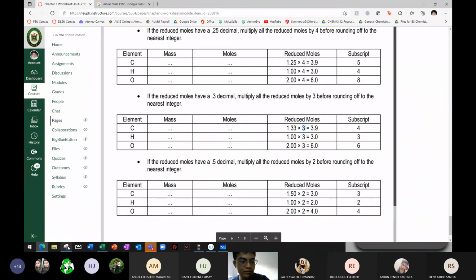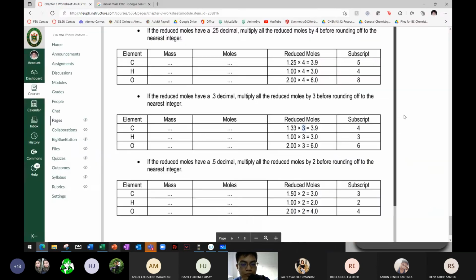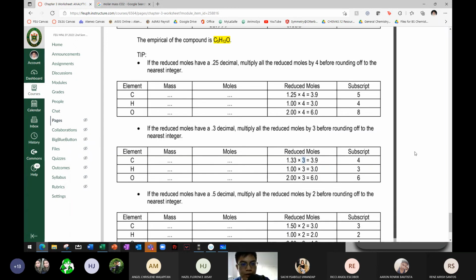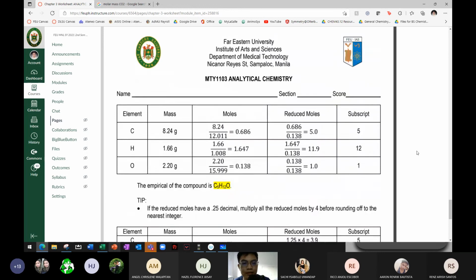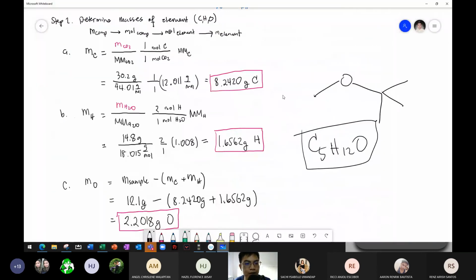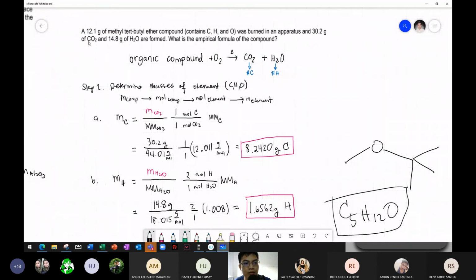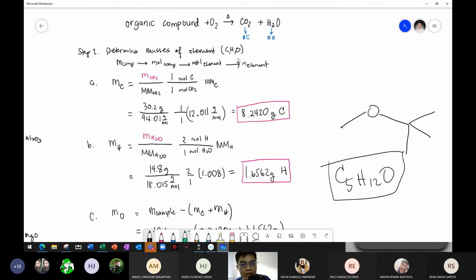Okay? Well, lucky for us, in our calculation, we are able to get 0.9. But again, minsan may 0.25, that's my 0.3. So, yun yung tip ko. Ganun lang siya, very straightforward calculation. Again, in formula determination, basically, you just determine the masses of each element.